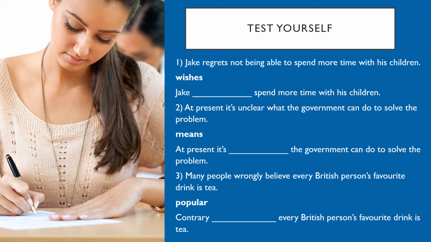Take a look at the first part of this exam-style task. For each question, complete the second sentence so that it has the same meaning as the first sentence. You must use the key word given, and you can't change it in any way. Remember that you must use between 3 and 6 words, including the key word. So pause the video while you work on the first 3 questions, then press play when you're ready to move on to questions 4 to 6.